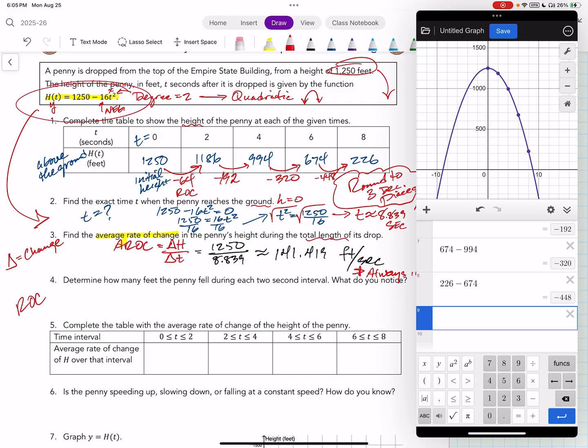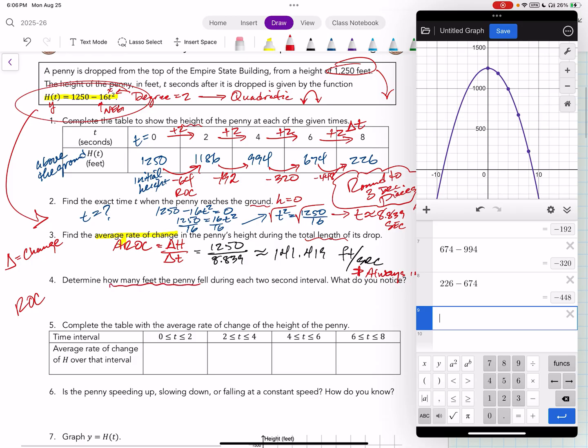So it says determine how many feet the penny fell during each 2-second interval. Again, this is plus 2 seconds here, 2 seconds here. These are called 2-second intervals. That's your delta t. Delta t is 2. It's constant. And how many feet did the penny fall? So just read carefully right through here. In the first 2-second interval, it fell 64 feet.